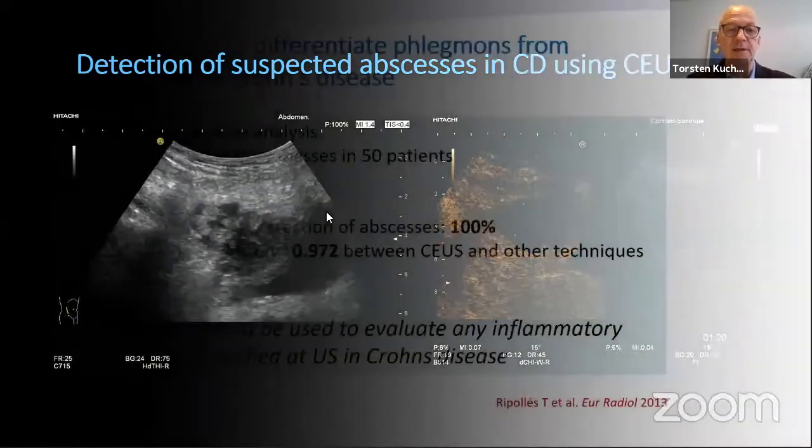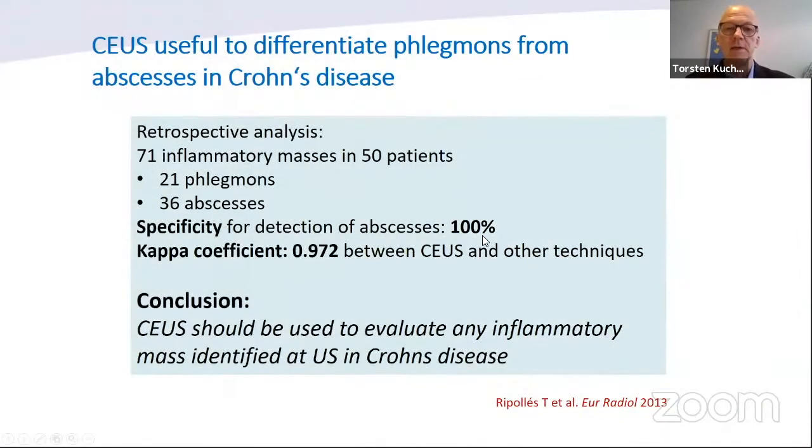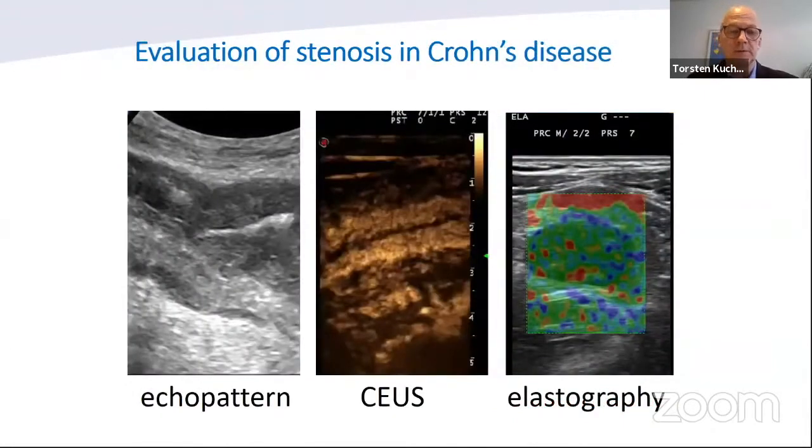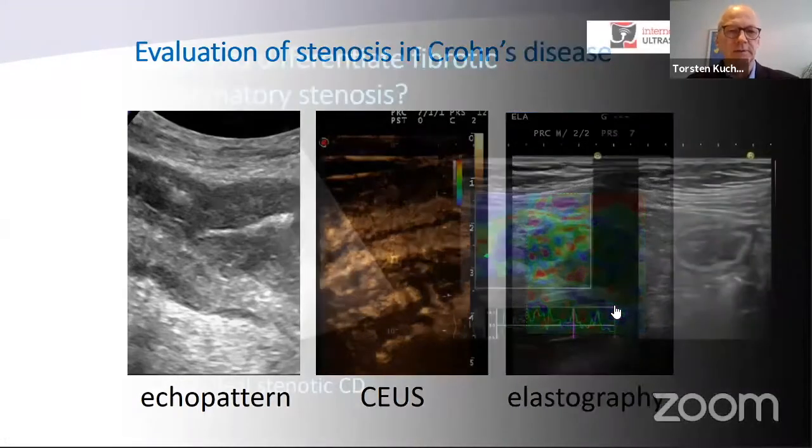So the specificity to detect abscesses is about 100% in this trial that has been performed here. And if you compare it with other imaging techniques, the Kappa coefficient is 0.97, so very high between CEUS and other cross-sectional imaging modalities. How about evaluation of stenosis? We have the clinical issue that we want to differentiate between fibrosis and inflammatory activity within a stenosis, which is still difficult, but looking at the echo pattern and using CEUS and maybe also elastography might help you a little bit to differentiate in this situation.